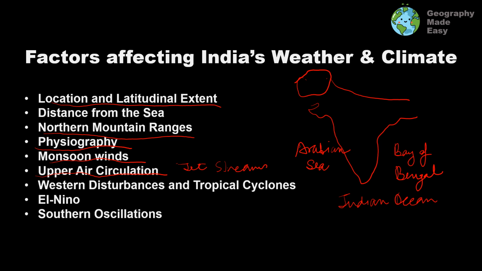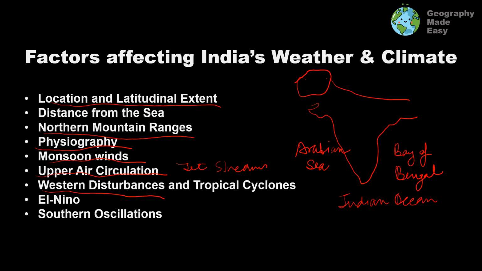Next we have the western disturbances and the tropical cyclones. Western disturbances occur during the winter season. Western disturbances are bad climatic conditions which are actually occurring over the Mediterranean, and these western disturbances come to the Indian subcontinent by the help of jet streams which pull this bad weather into the Indian subcontinent.